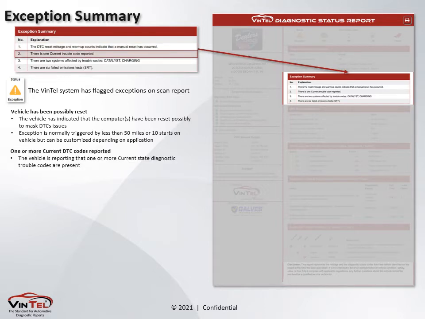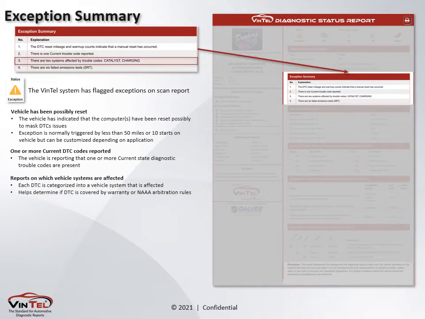Another exception that's flagged is if the vehicle has one or more current DTC codes. The DTC codes that are set are covered later in this report, but this is a quick way to know that the vehicle has an exception due to problems. When the VinTel scan determines there are exceptions, we flag the systems that are affected. The reason is that some of these systems are not covered by governing bodies such as the NAAA. So quickly, you can determine which systems are affected by which trouble codes.